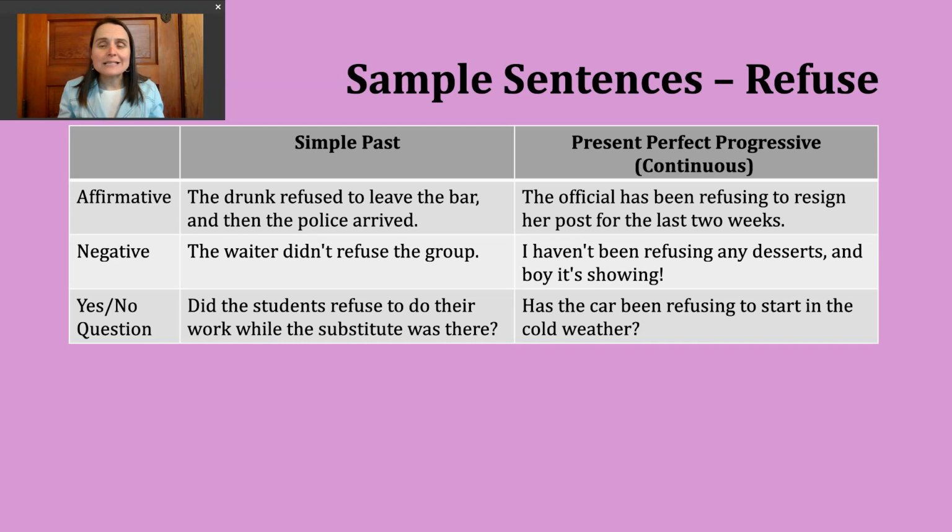Now, some books and some teachers will call this the present perfect continuous, and that's great. That's fine. It means the same thing. My notes here again are to help some of my students who've heard me say again and again, three P's, three parts to my verb. So let's take a look at an affirmative example. The official has been refusing to resign her post for the last 2 weeks.